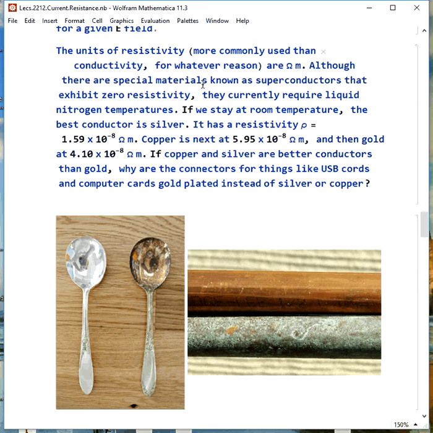Copper is about 3 times worse at 5.95 times 10 to the negative 8. Gold is in between at 4.1 times 10 to the negative 8. So gold is actually a better conductor than copper, but silver is a better conductor than gold. Why don't we put the silver as a conductor on our computer cards, things like SD cards and the video cards in your computer? Why are the connectors gold plated instead of silver or copper plated?